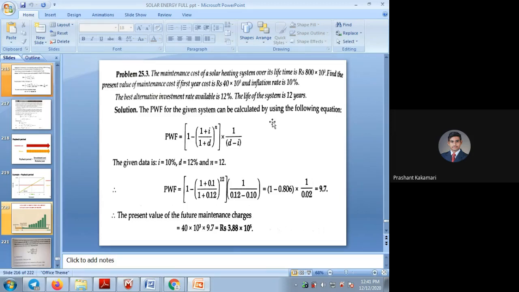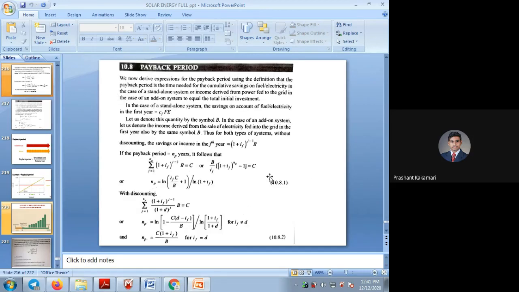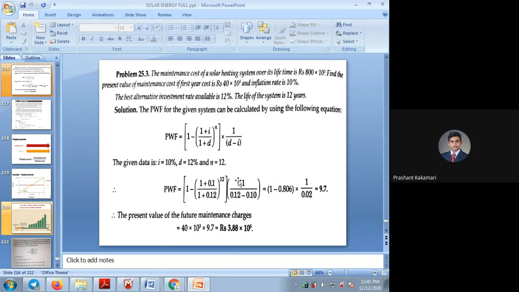So 9.7 per year if you invest, or if you give the money for the maintenance 40,000. So what is the total amount paid on the maintenance? It will be 3.88 into 10 raised to 5 at present. So much money is required only for the maintenance cost. Okay, so that is what they are asking.